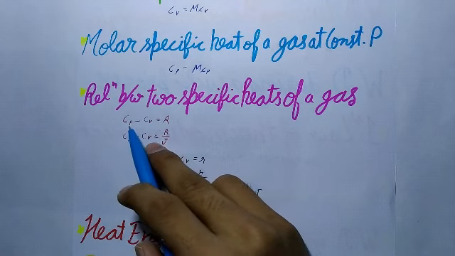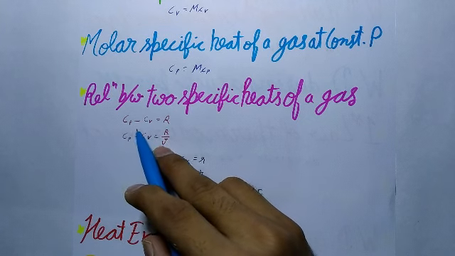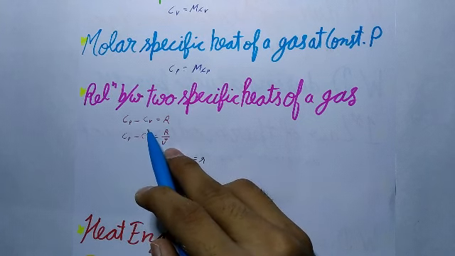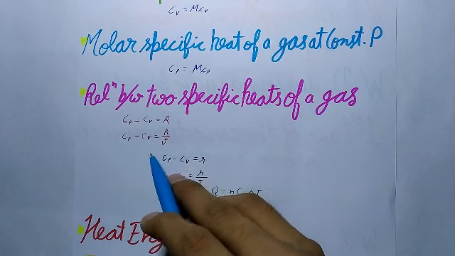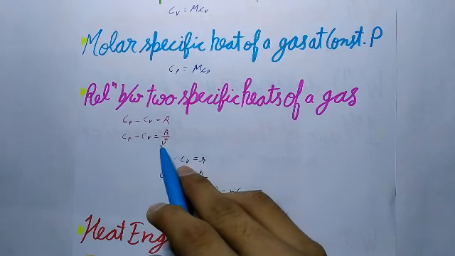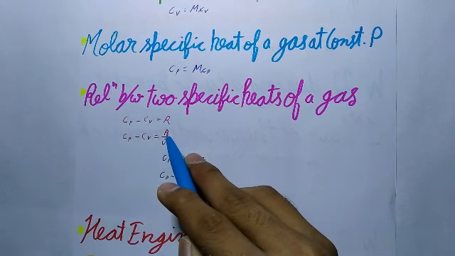So for 1 mole of a gas, first, Cp minus Cv is equal to R, where Cp and Cv are in units of work. Second, Cp minus Cv is equal to R upon J, where Cp and Cv are in units of heat, and R is the universal gas constant for 1 mole of a gas.